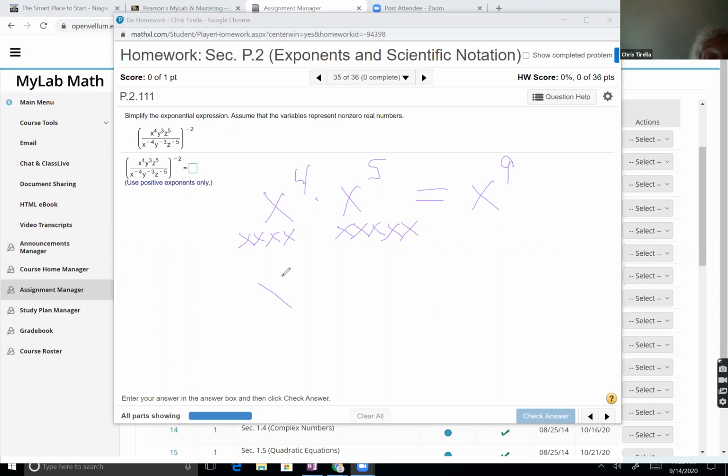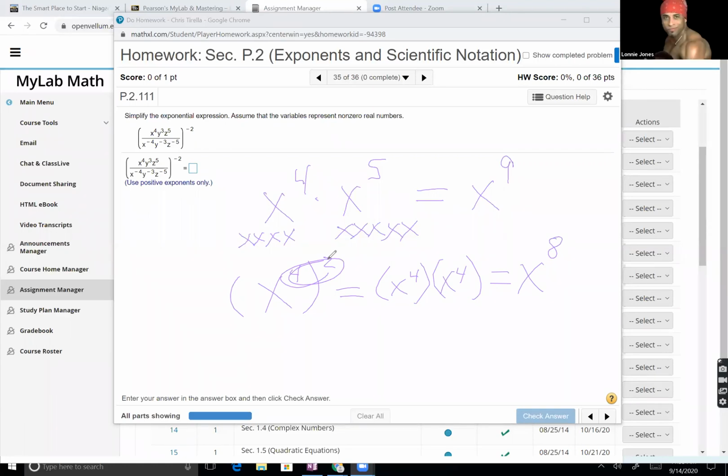Now, what if I had x to the 4th to the 2nd? That would mean that I have x to the 4th twice, which would give me x to the 8th. So when I raise it to a power, I multiply exponents. Okay, but when you're just multiplying them by themselves, you add them. Right. And does that change ever, or is it always just add them? If you're multiplying the same base, you add the exponents, always.